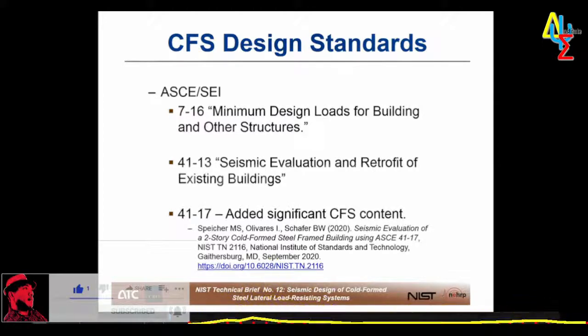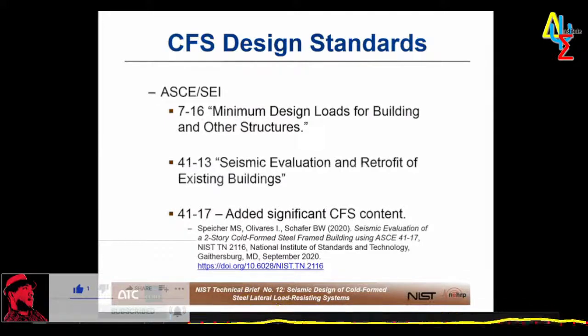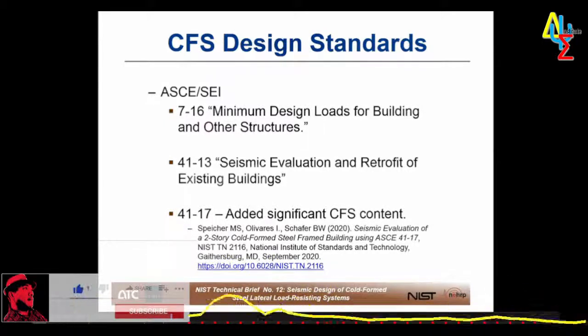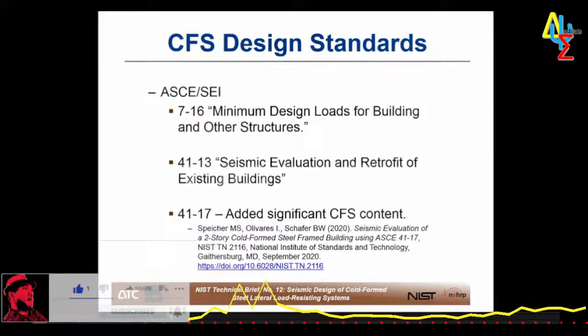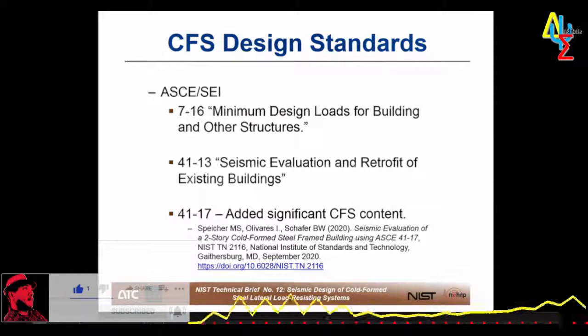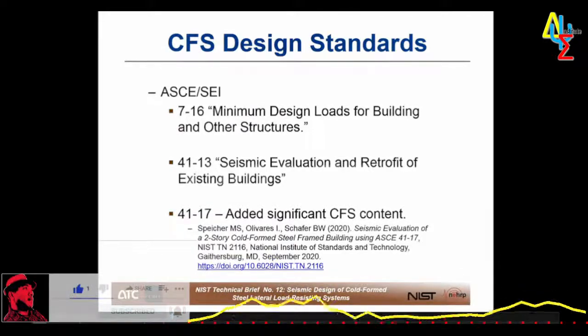ASCE 41-17 added significant content, including modeling and acceptance criteria for CFS components. And NIST very recently published a technical note that compared the design of a building based on ASCE 41-17 as a new building to the exact same building designed based on ASCE 7-10 and AISI S400-15 with Supplement number 1. And it did find that there were a number of differences.